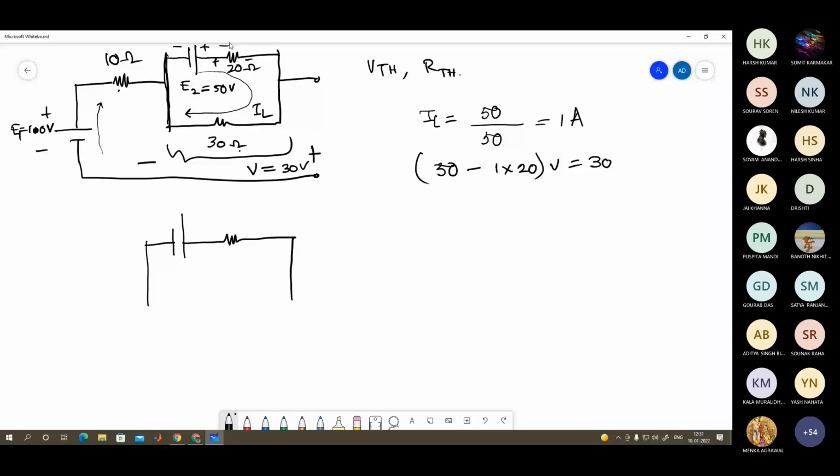Let us focus on this particular loop through which this circulating current is flowing. This is your E2, minus plus. There is a drop across here, and here also there is a drop like this. This is your loop current IL. This is your 10 ohm resistor, but no current is flowing through it, so I is equal to 0, and this is your E1.